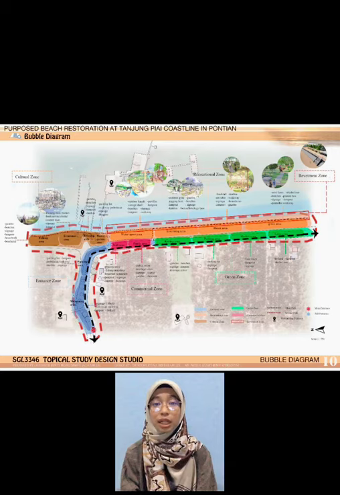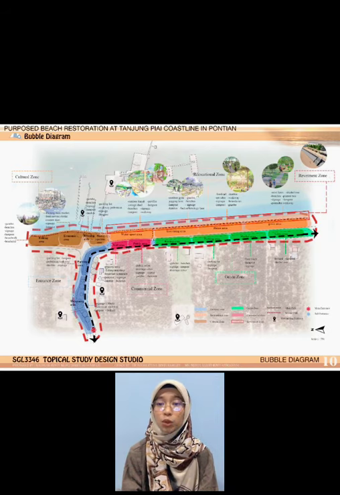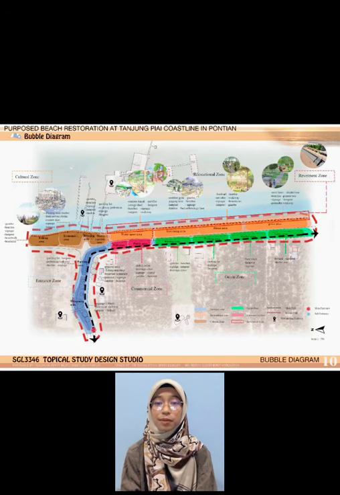In this bubble diagram, there are 6 zones as drawn before planning to make a design, which are culture zone, entrance zone, commercial zone, green zone, recreational zone, and revetment zone. And in every zone, they have each space for different activities.